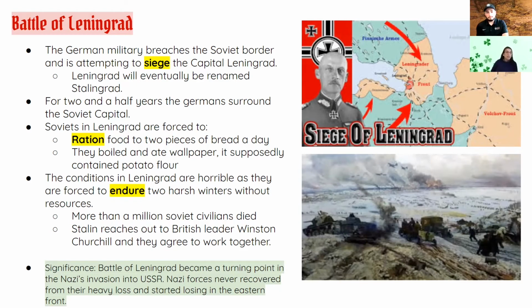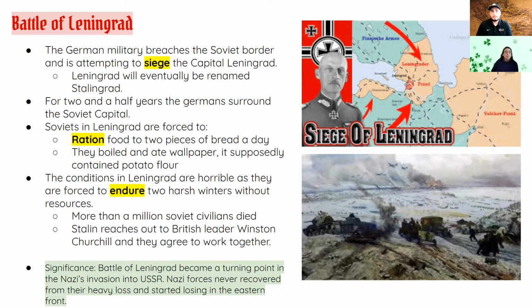And you have to remember, this is Russia. It's cold. Everything's frozen. They can't DoorDash anything. They're used to being able to leave their city to farm and get resources. They aren't able to do that with the Germans surrounding them. Unfortunately, more than 1 million Soviet civilians died.